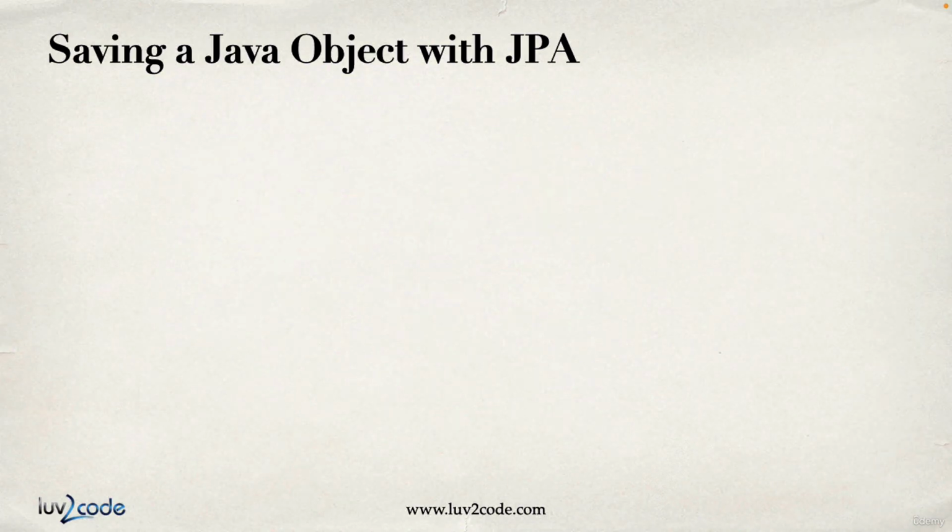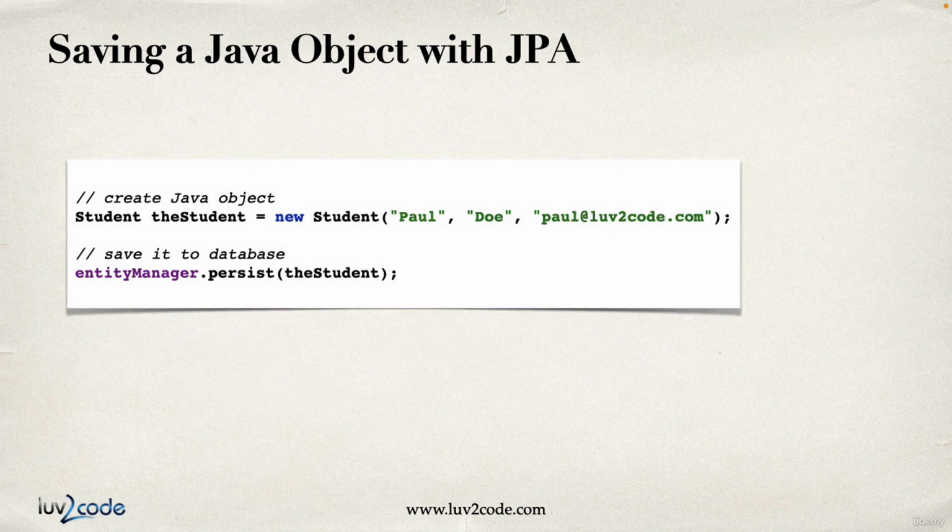Okay, great. Now let's take a look at a quick example on how to save a Java object with JPA. The first thing we do is create the Java object, and this is just really standard basic Java here, right? We simply use the new keyword and say new Student, Paul Doe, and we give Paul an email address. That's the first name, last name, and email address.